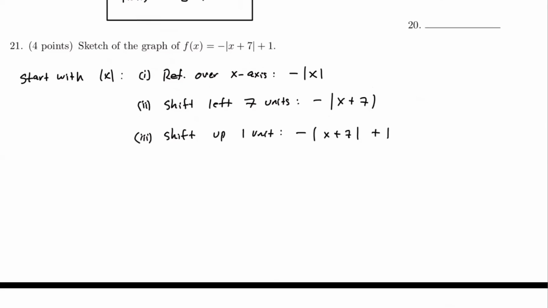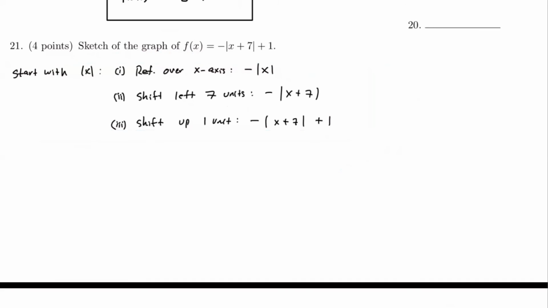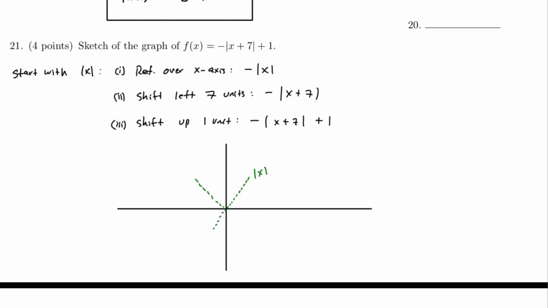Okay, so let's do those shifts and see what we obtain. All right, so let's be careful with our graph. So at this point, you should know how to graph absolute value of x. It looks like a V passing through the origin. So the basic graph I'll do with a dotted line like this. So here's the absolute value of x. That's absolute value of x. Then I reflect it over the x-axis. So I obtain this graph right here. That's negative absolute value of x.